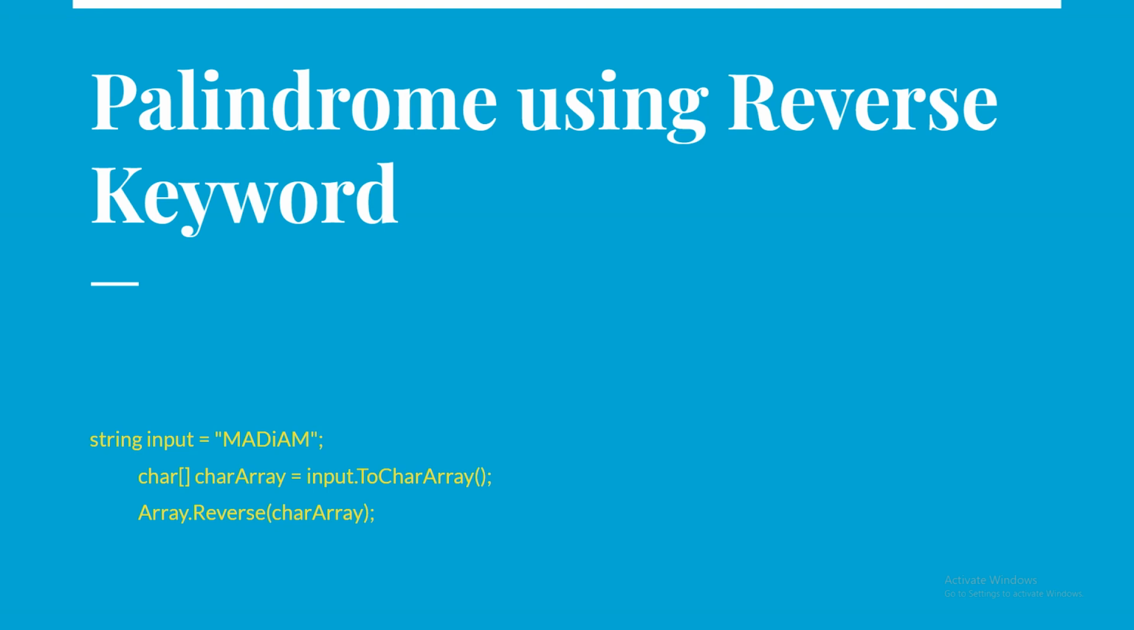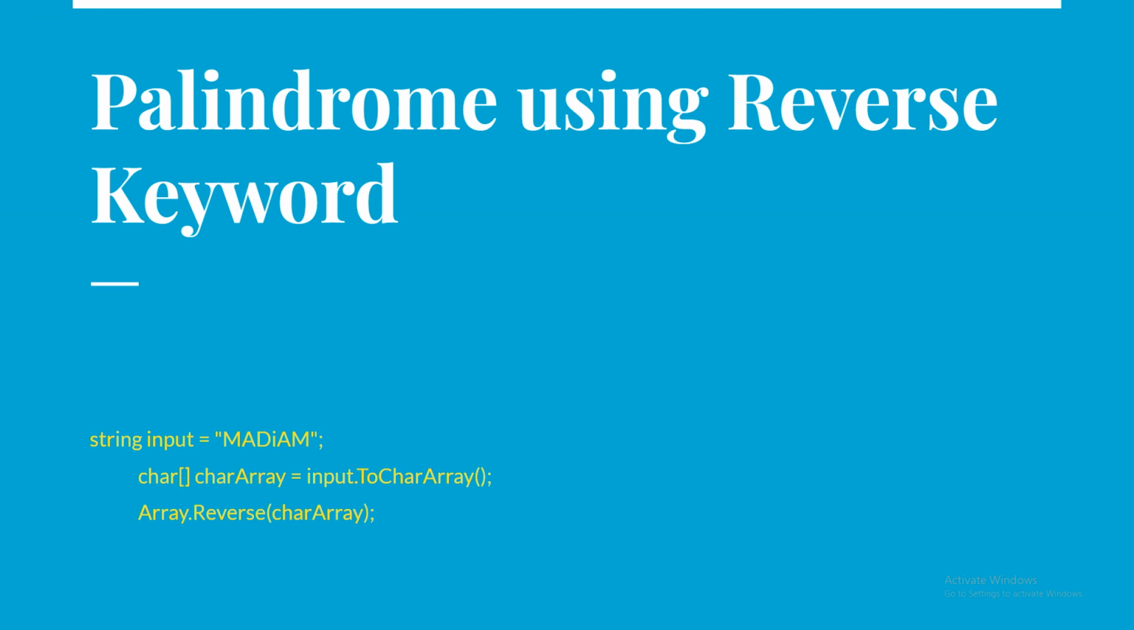So if you look at the screen, you would see that there is a string named input which has a value like MADIAM. Okay, and what I'm doing is converting that into a character array. Once it's converted into a character array, we are going to use the keyword Array.Reverse.